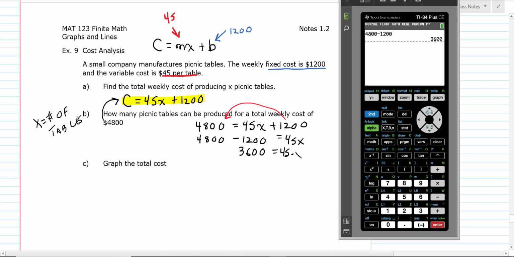What's next? Okay, divide by 45. And then that should give the number of picnic tables that produces that then. So now I'll just go 3,600. Dang, there it goes again.